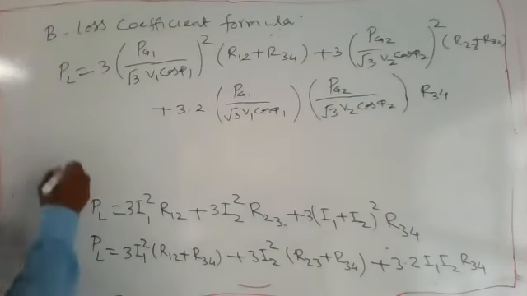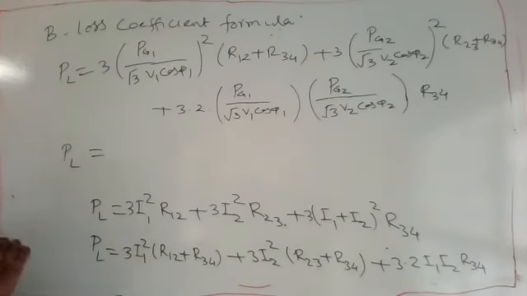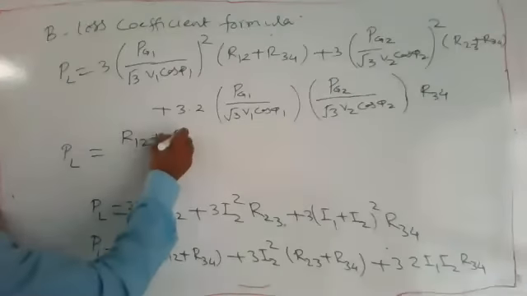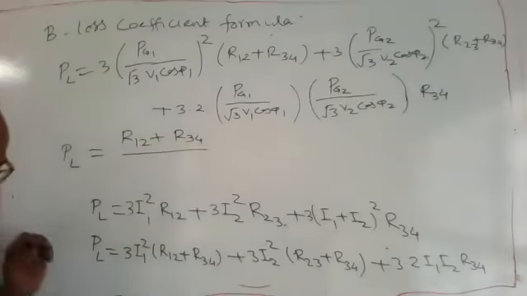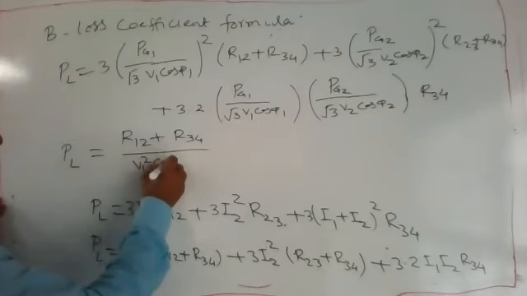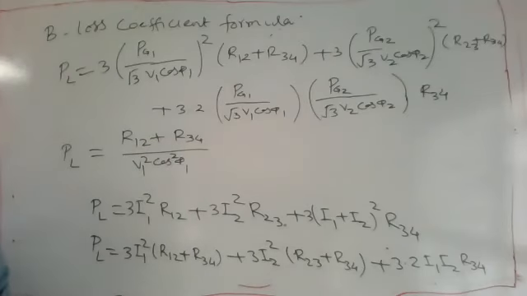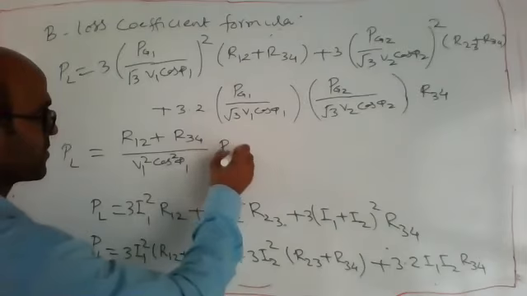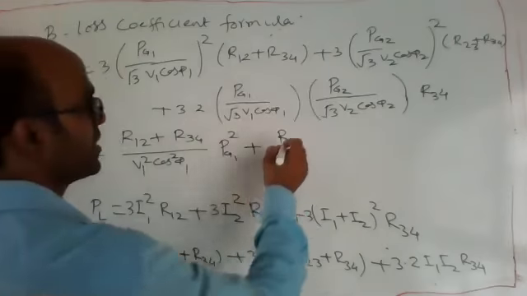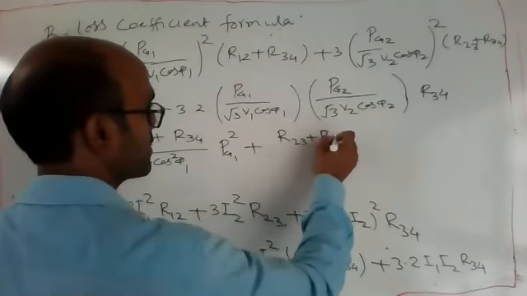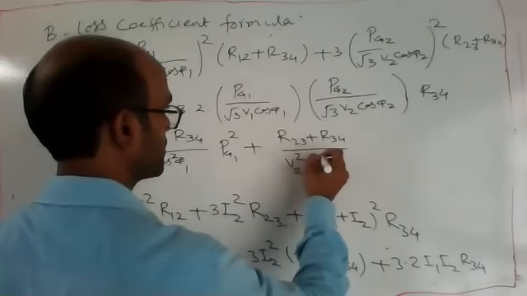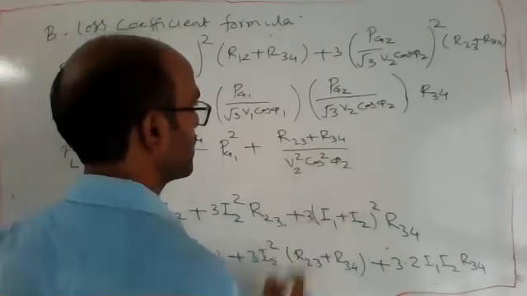Now I will simplify it a little bit. PL is nothing but (R12 plus R34) divided by V1 square into cos square phi 1, then PG1 square, plus the second term, (R23 plus R34) divided by V2 square cos square phi 2.